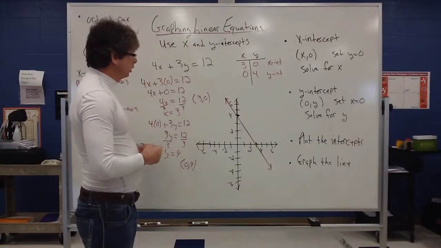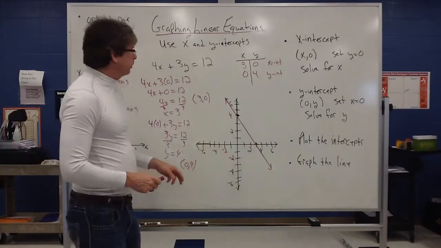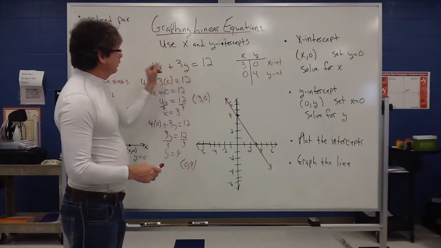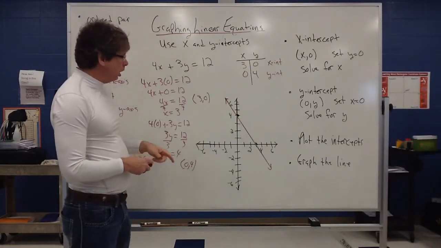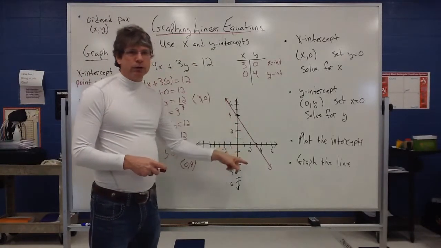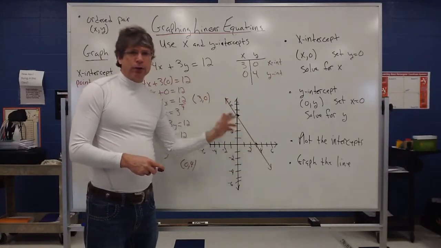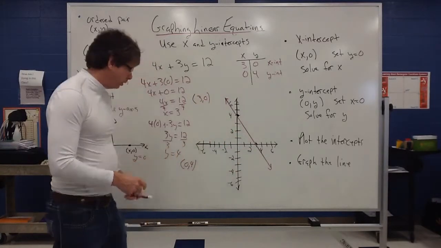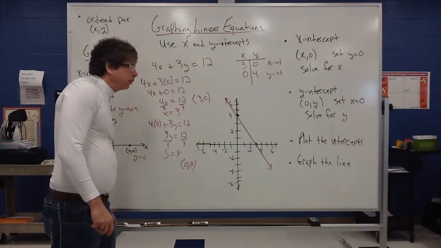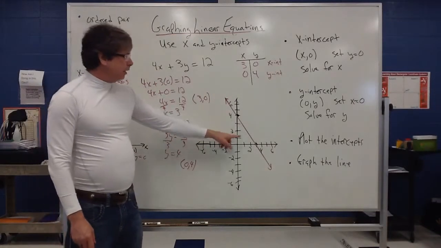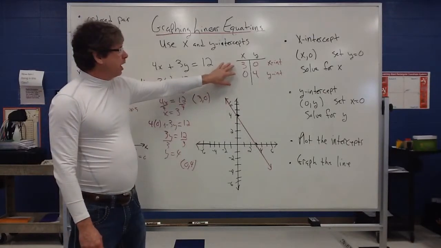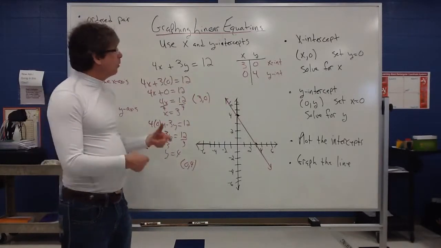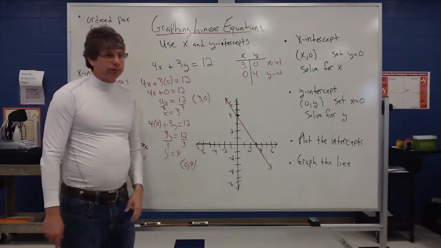So again, remember the line itself represents all the ordered pairs that satisfy this equation, all the values of x and y that make that equation true. All we did was find two solutions, and that allowed us to create the whole solution. The line itself represents all the solutions. We identified only two of those solutions, which were very special. They were the x and y intercepts. And that's how we go about graphing linear equations.